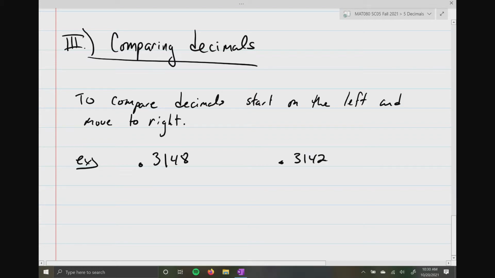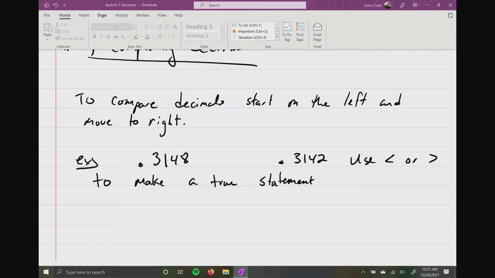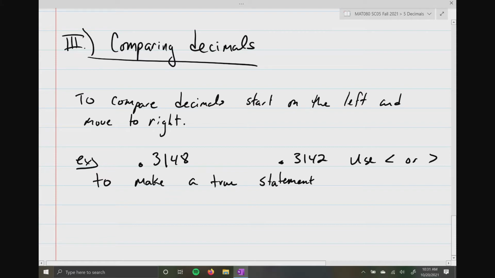So here we have two decimals, 0.3148 and 0.3142. Now our goal is to use less than or greater than to make a true statement. So here's how you compare decimals. You start on the left and you move to the right and you just compare.